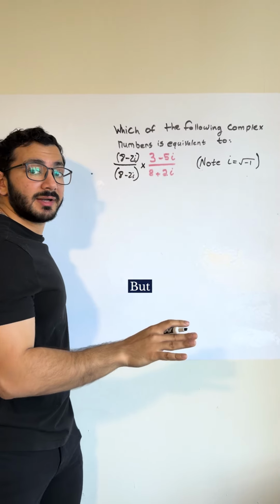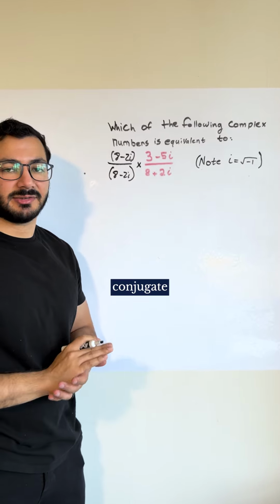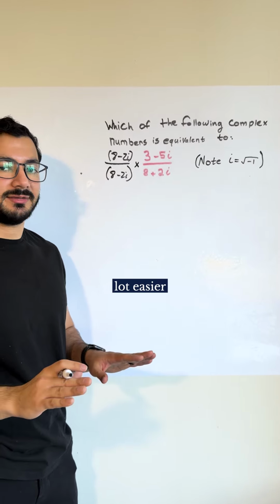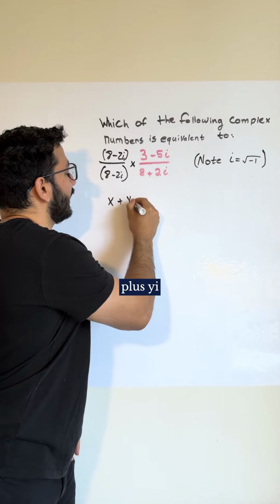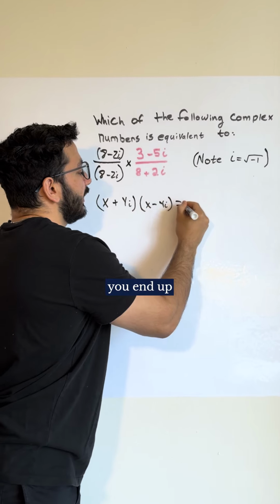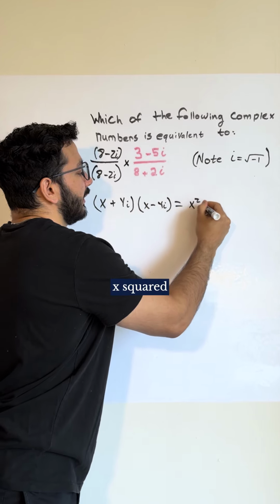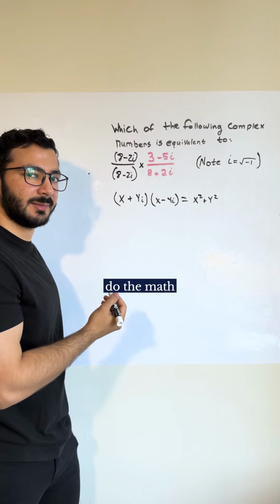and that would take forever. But there's a quick pattern that, if you recognize it with multiplying by complex conjugates, will make your life a whole lot easier. And that is generally if you have x plus yi times x minus yi, you end up getting x squared plus y squared. Now let's actually do the math to figure that out.